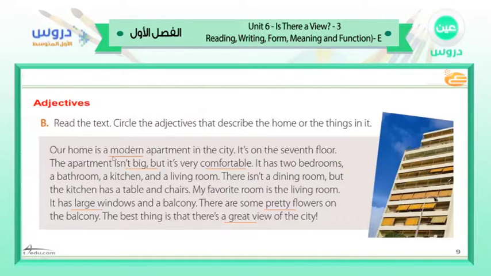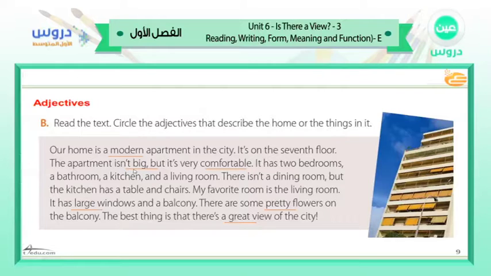Our home is a modern apartment in the city. A modern. Here we have a modern. Modern is here an adjective. It describes the apartment. Okay, in the city. It is on the seventh floor. As you see this building, it is on the seventh floor. Okay, the apartment, it is not big.